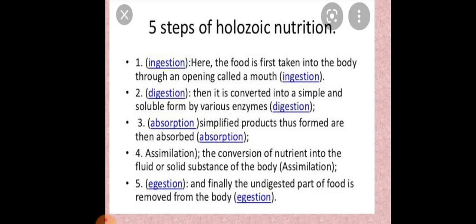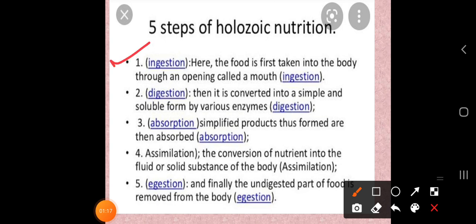Okay dear students, here ingestion means the food is first taken into the body through an opening called a mouth. Suppose our organism, like a human being or animals, how will the mode of nutrition take place? First, we have to take the food through our mouth. So ingestion means the food is taken into the body through an opening called a mouth. This step is called ingestion in the holozoic mode of nutrition.